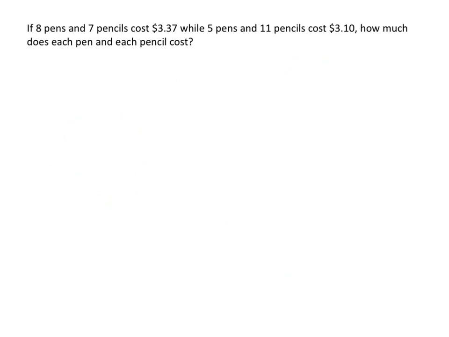This next section uses systems of equations with word problems, and the hardest part about this is getting the equations written correctly. One thing that I strongly suggest is identifying your variables at the very beginning. And the way that you'll identify them is by looking at the question. How much does each pen and each pencil cost? So what I'm looking for is the cost of a pen and the cost of a pencil.